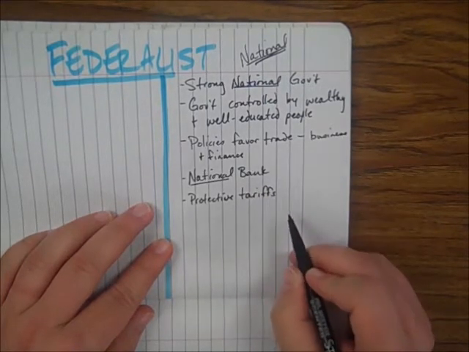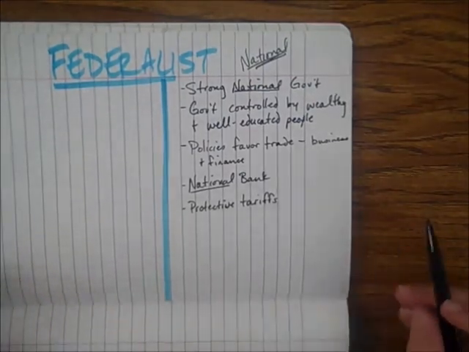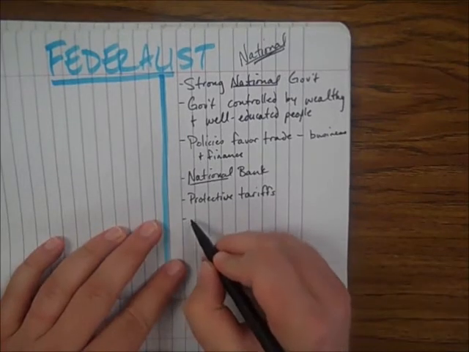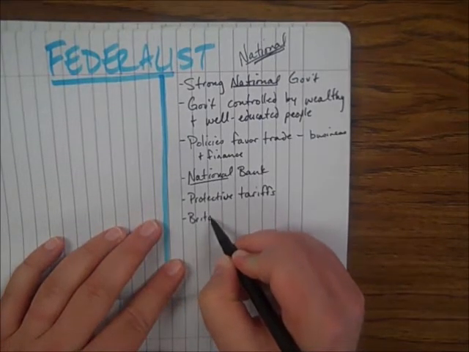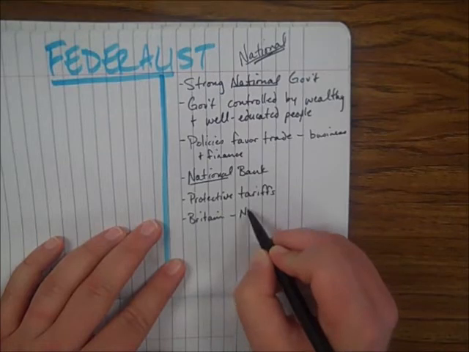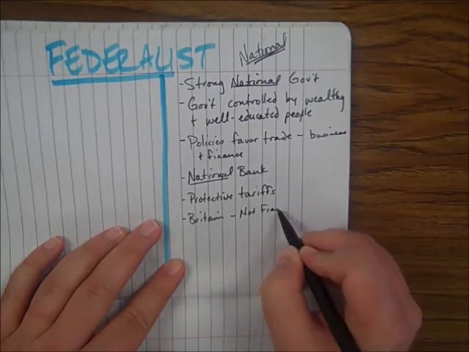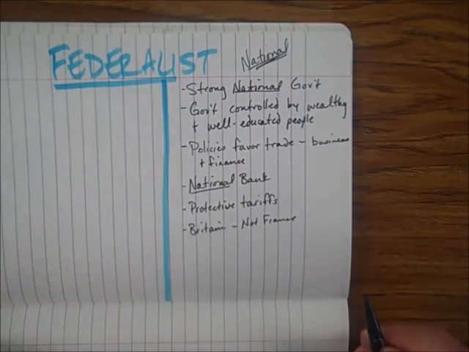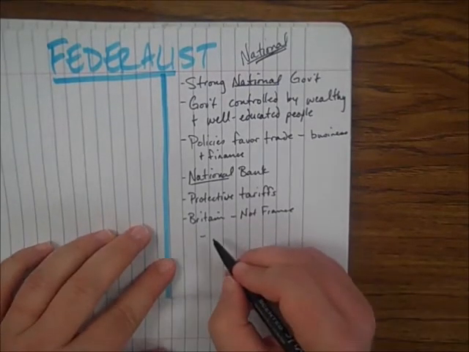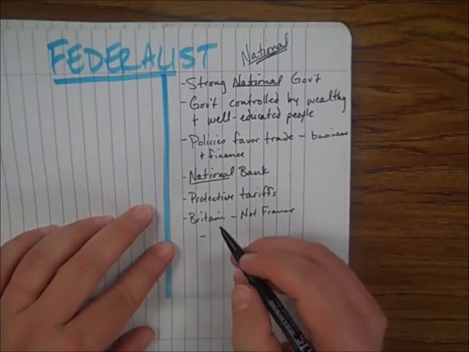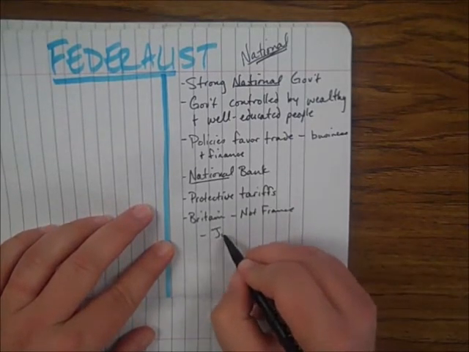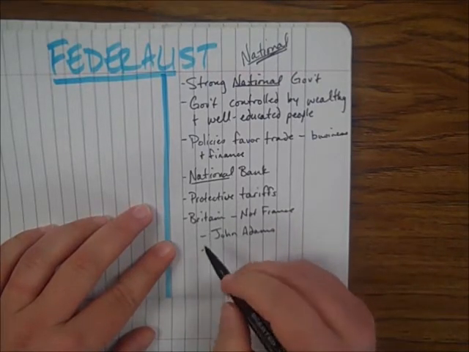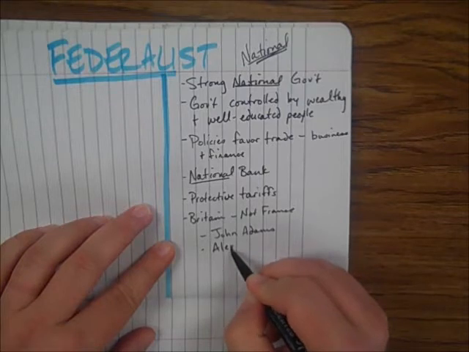I think there's one R and two F's in that. A tariff is a tax on an import. They wanted to protect those. They also wanted to be allies with Britain, not France. They actually didn't like France at all. So they wanted to have strong ties with Britain, and there were several people who were famous Federalists. John Adams was one. A man named Alexander Hamilton.